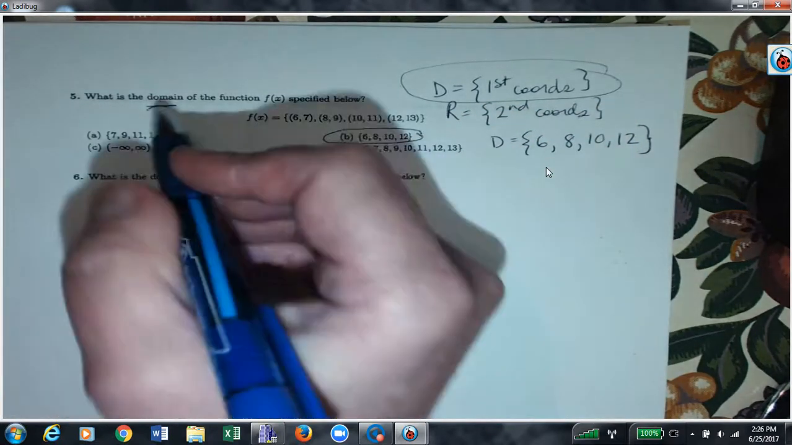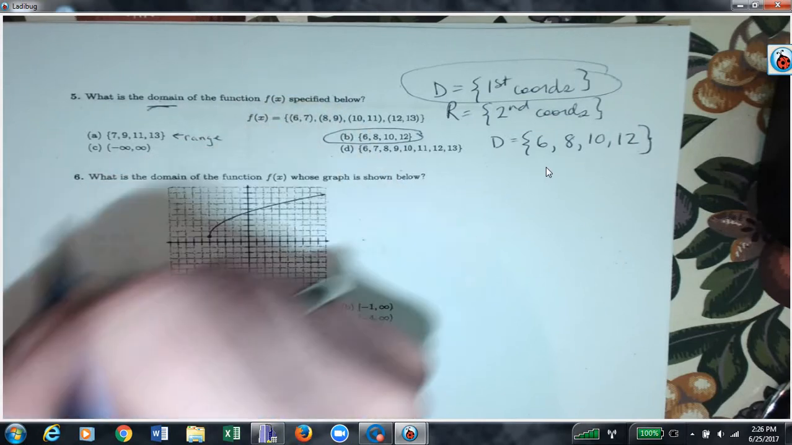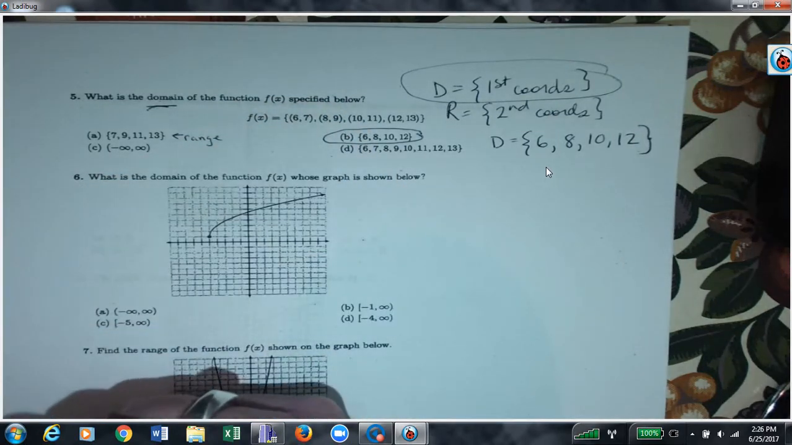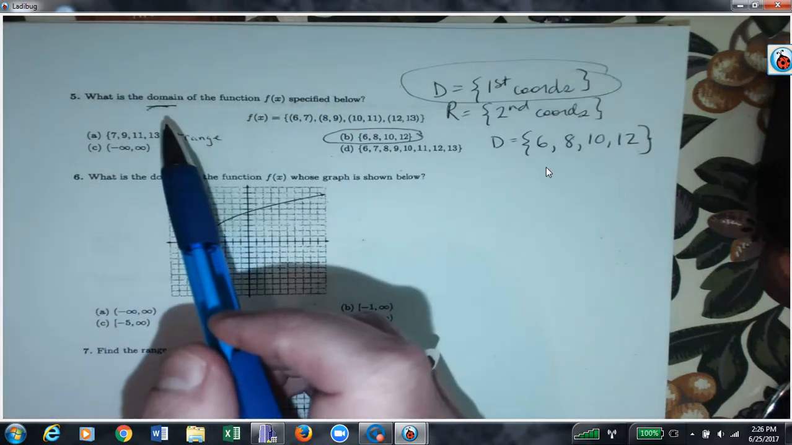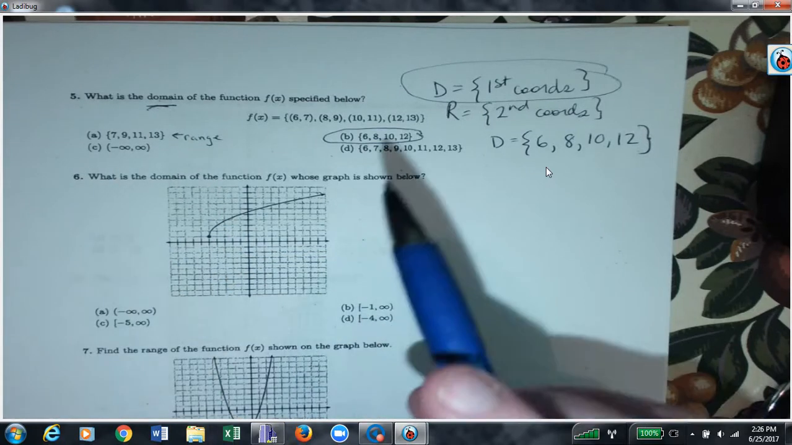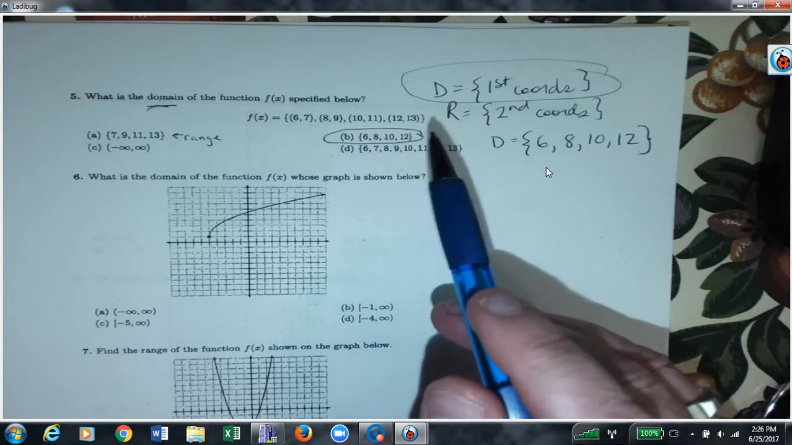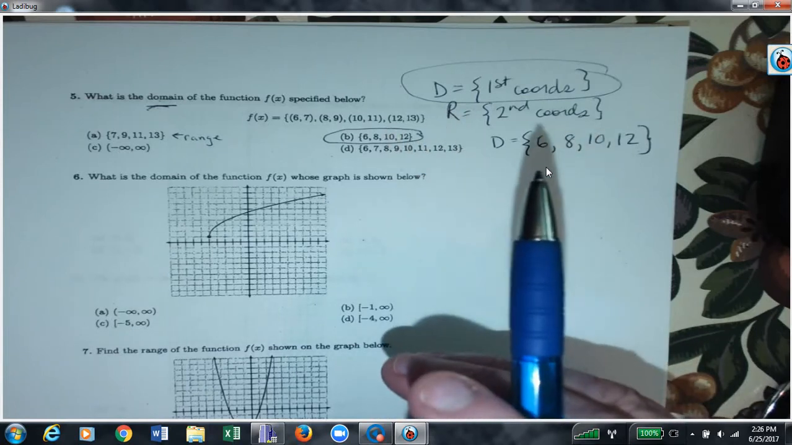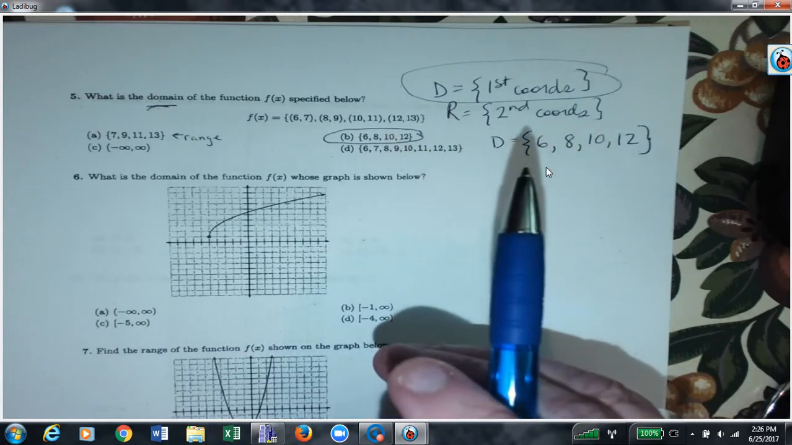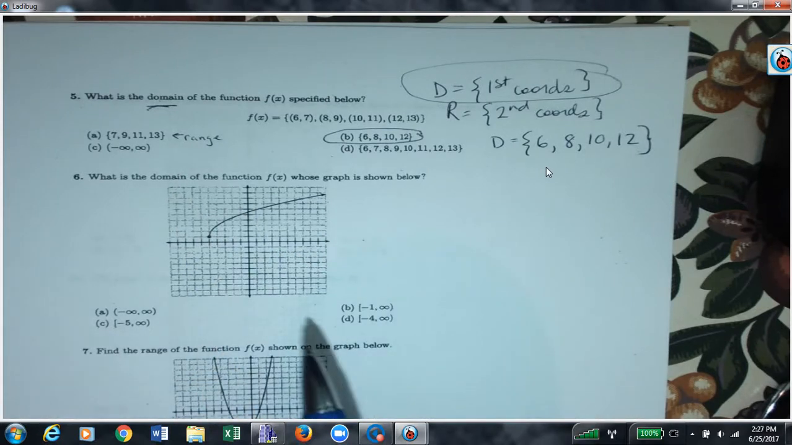Okay, notice here, that would have been the range if they had asked us for the range instead of domain. And some years on the final, the question will be about domain. Other years it will be range. This year on the midterm, we've been asked domain. Now don't forget the final is cumulative, so you could see this question again, but they might ask you for the range. So the answer to number 5 is B.